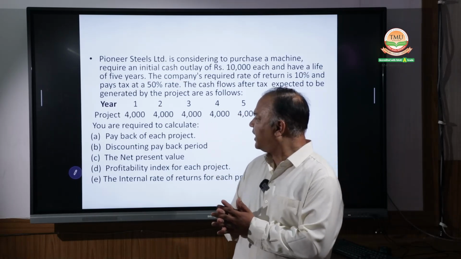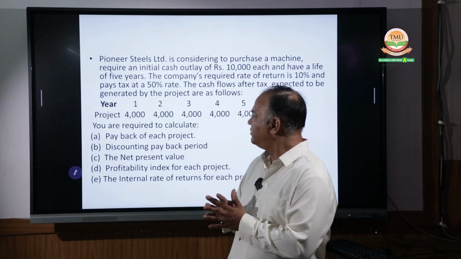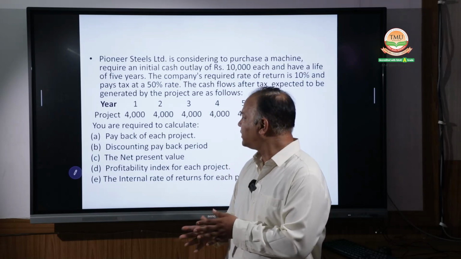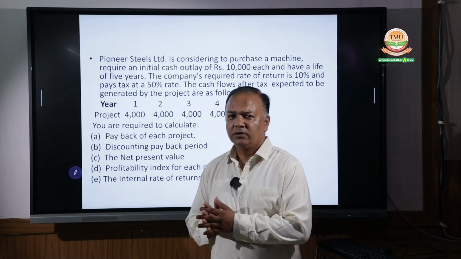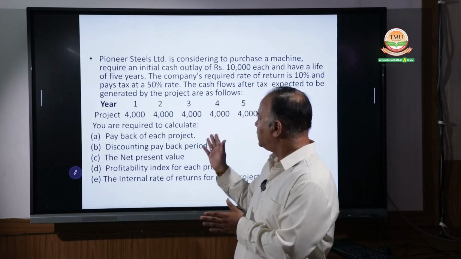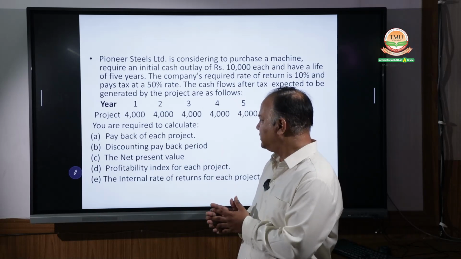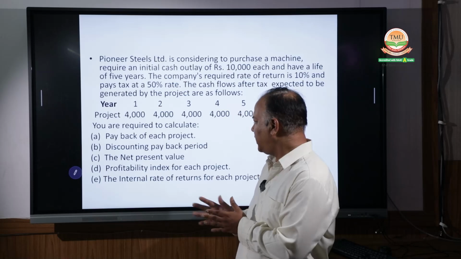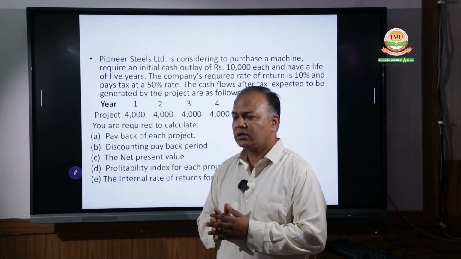So the years are given to you: 1, 2, 3, 4, 5, and the cash flow of the project is 4,000, 4,000, 4,000, 4,000, 4,000. So you have to find out the payback period, discounted payback period, net present value, profitability index and internal rate of return. So you have to calculate all these things.